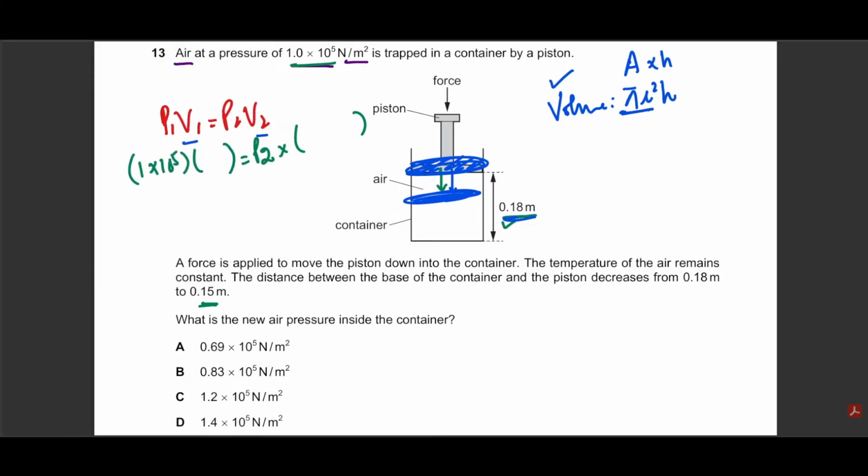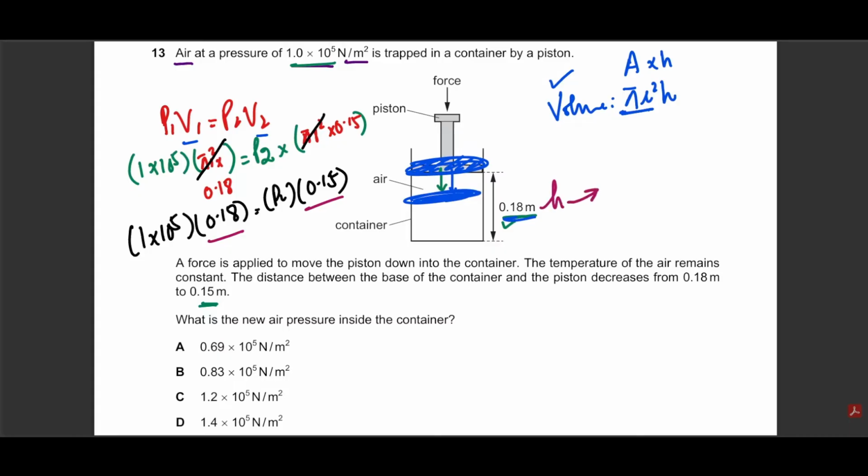So if I replace this in this equation, it becomes pi r square multiplied by 0.18 and pi r square multiplied by 0.15. Naturally it cancels out from both sides, which leaves us with this equation: 1 into 10 raised to power 5 into 0.18 equals P2, which we want to find out, into 0.15. Now, going back to the main concept, you might see this in the solution and think that this height was actually the volume, but this is wrong. Volume did need pi r square, but since it was the same for both cases, it has been cancelled out and you only see this number.